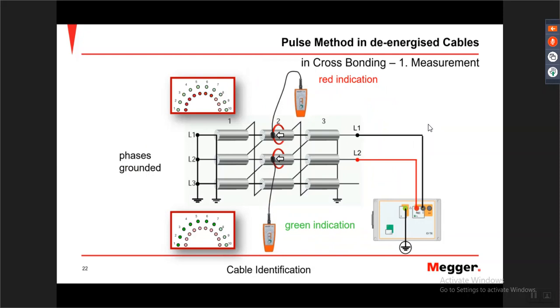Cross bonding. L1 is a return path. L2 is a positive path out. So the signal will go out on L2 and return negative back through L1. If you have the regulator coil on L1, it will show a red LED. When you have it on L2, it will show a positive green, which shows that the unit is connected to the positive output of the generator.